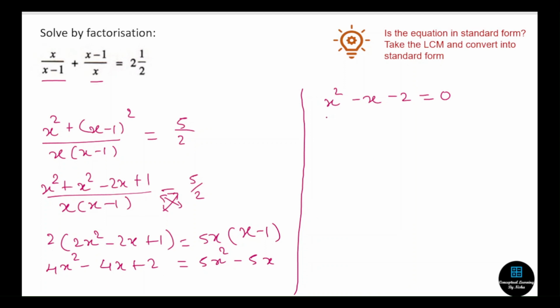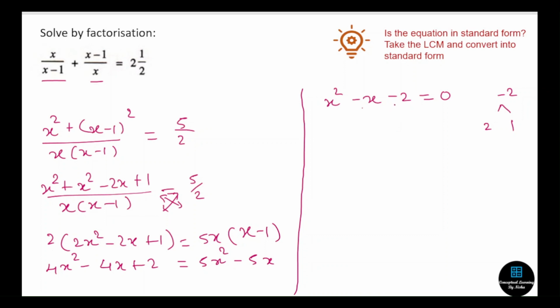Okay. Now here, step number 3. I have to multiply the coefficient of x square and the constant term. So 1 into minus 2. So I have minus 2. And now I'll factorize this. So I'll get 2 and 1. If I subtract them, I'll get just 1 here. Correct?